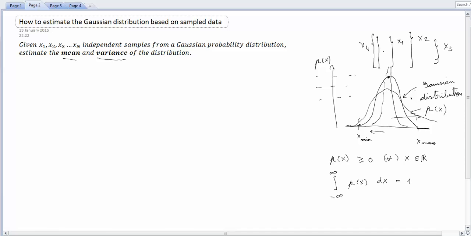Now the way to go about this, there are two ways. You can either say, okay, I know the data, so I know x1 to xn. So knowing the data, I need to maximize the probability of the mean and the variance given this data.